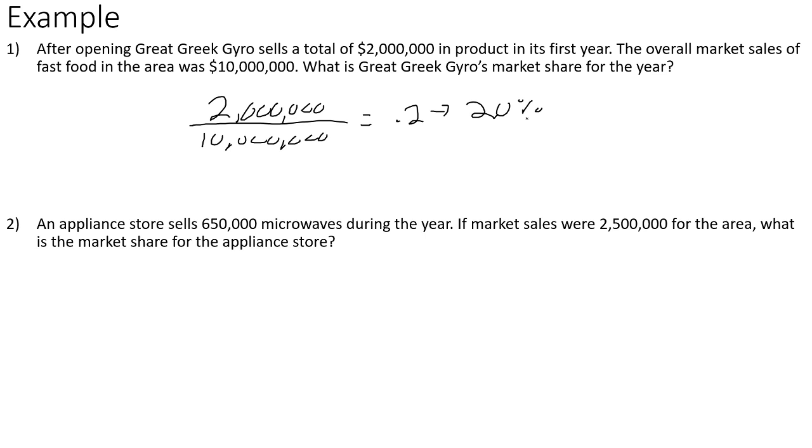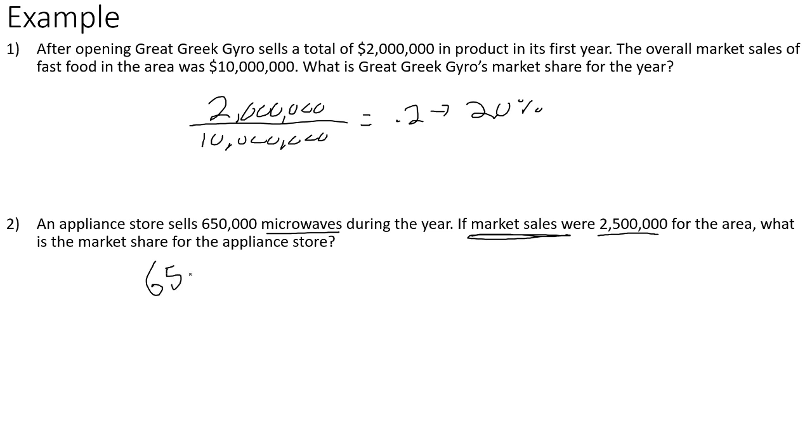Now that's doing it with dollar amounts. You can also do it in terms of items sold. This is more done with appliances, like Lowe's and Home Depot stuff. So if you sell 650,000 microwaves during the year, and in total there were 2,500,000 microwaves sold in that area, that's what is meant by market sales. When they say market sales, they mean how many microwaves were sold by everybody in the entire area, for all the stores, not just this appliance store. So what is this store's market share?